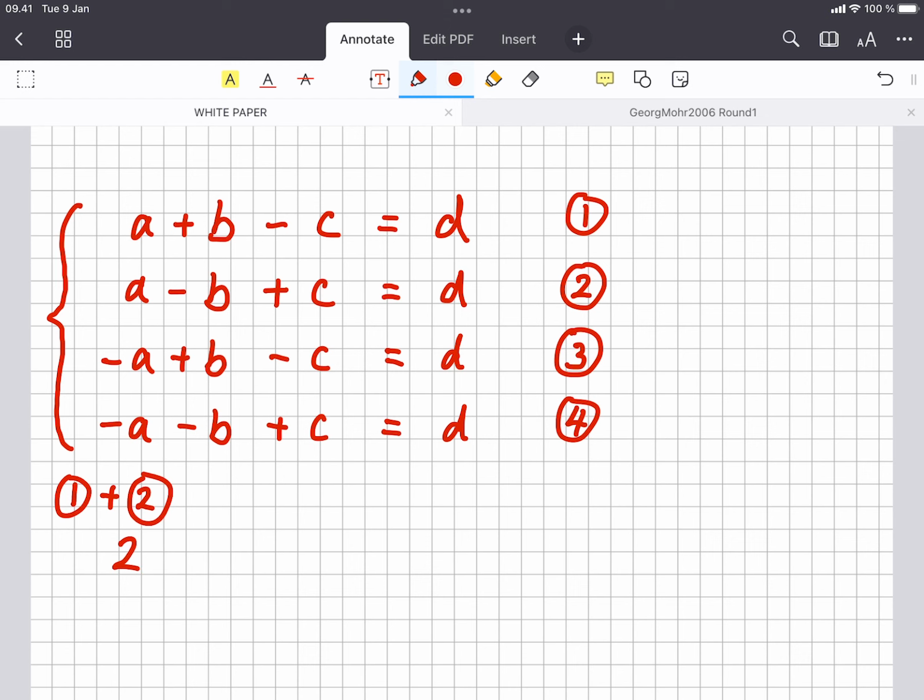that gives me 2a. Then the b's and the c's, they're all plus and minus in their respective equations, so they cancel each other out. And then when I add the d's, I get 2d. So 2a equals 2d, therefore a is equal to d. So actually, having done that, a equals d, that's something I can deduce from the whole thing.